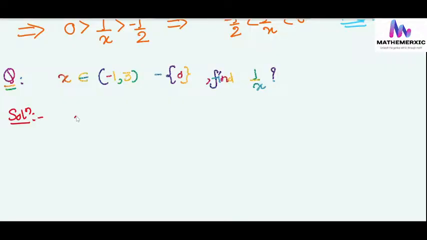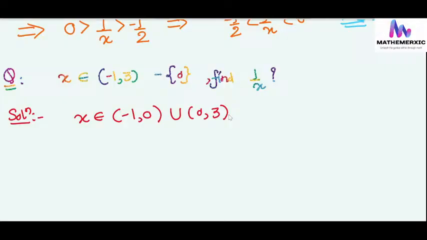So x belongs to minus 1, 0, open bracket we are writing, union 0, 3. Actually I was thinking of having a closed bracket. x belongs to minus 1, 0, union 0, 3.